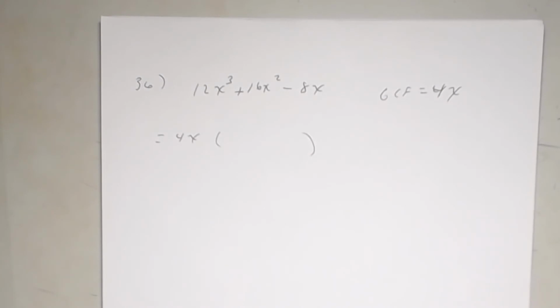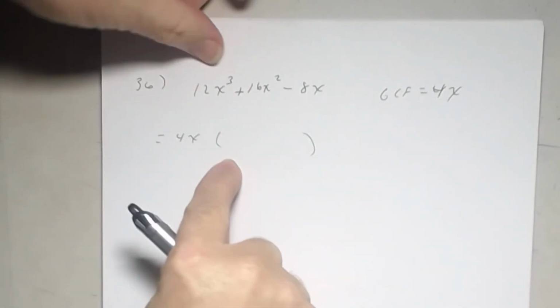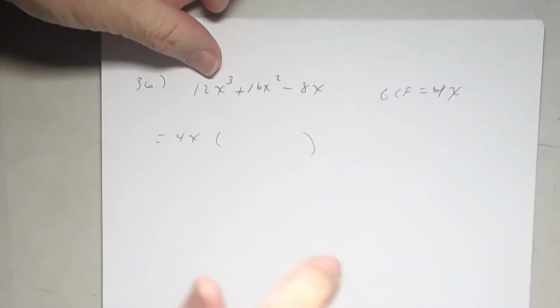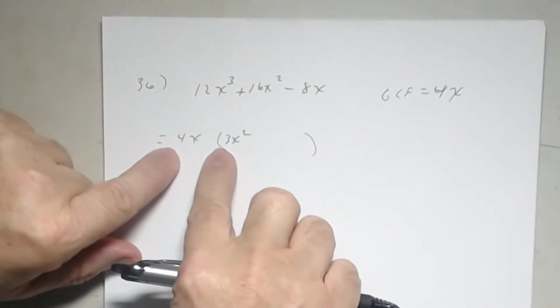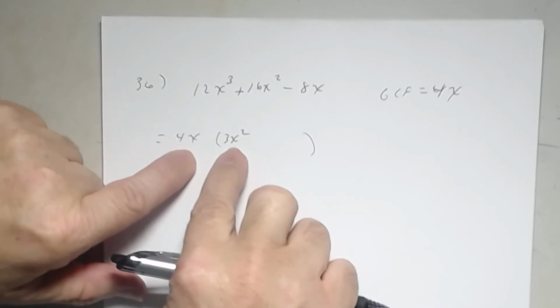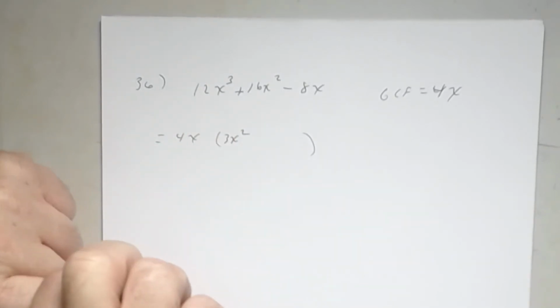Distributive property. So 4x times what is 12x cubed? 3x squared. Very good. And you can check. 4 times 3 is what? 12. X times x squared is x cubed.